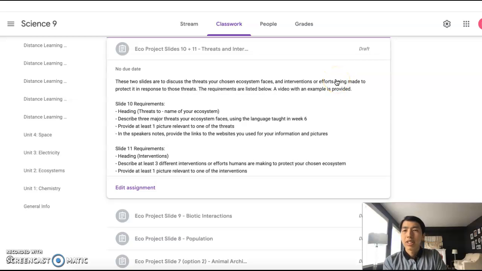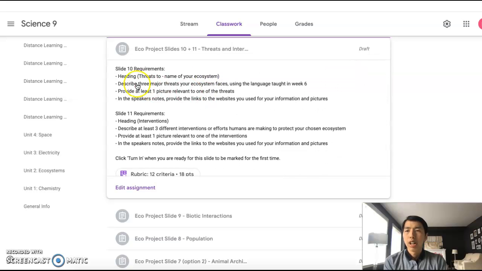Okay, so now I'm going to talk about slides 10 and 11 for the ecosystem project. They're called threats and interventions. Slide 10 is going to be on threats to your ecosystem, and slide 11 is on interventions. The requirements are listed here on Google Classroom.